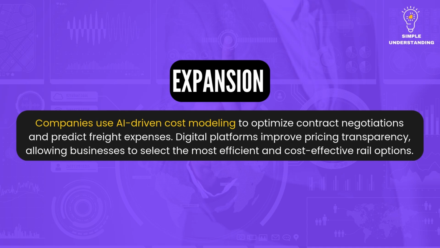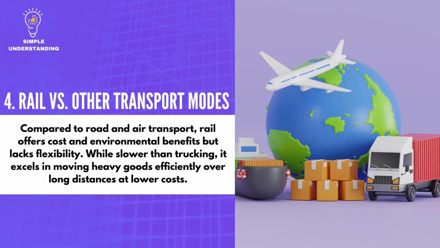Digital platforms improve pricing transparency, allowing businesses to select the most efficient and cost-effective rail options. 4. Rail versus other transport modes. Explanation. Compared to road and air transport, rail offers cost and environmental benefits, but lacks flexibility. While slower than trucking, it excels in moving heavy goods efficiently over long distances at lower costs.